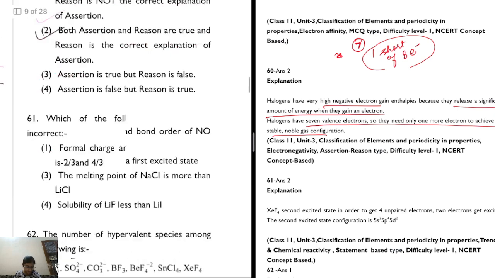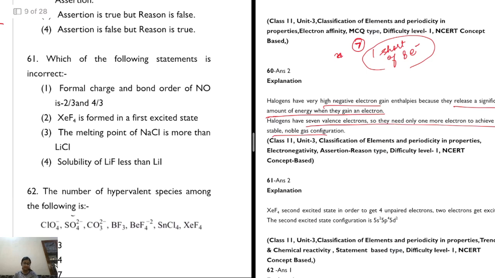Now let's see the next question. Which of the following statements is incorrect? Formal charge and bond order of NO is this. If this is correct, this is wrong. The others are correct. So this would be our answer.